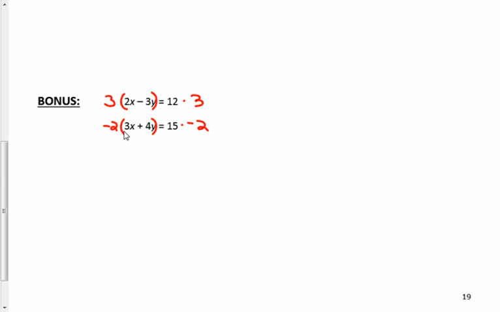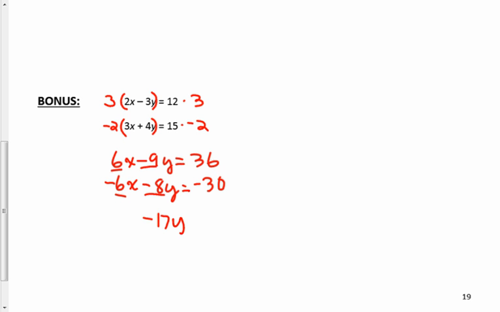Now, watch what happens. So the top equation becomes 6x minus 9y equals 36. And the bottom equation becomes negative 6x minus 8y equals negative 30. So notice what happened. I ended up with coefficients that are opposite. So now I can add those together. Negative 9 plus negative 8 is negative 17y. And then 36 plus negative 30 is positive 6.